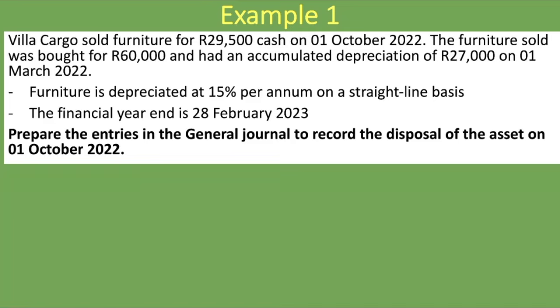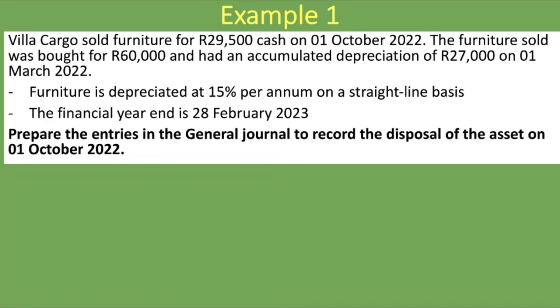Remember, one of the steps that I mentioned there, we have to take into account how we sold it. That will depend on what we put on the debit side of the journal entry for recording the proceeds. The furniture sold was bought for 60,000 rand. Remember how much we bought the asset for. Remember recording the cost price of the asset. That is step 2. So we've already been given that amount here, and had an accumulated depreciation of 27,000 Rand on the 1st of March 2022.